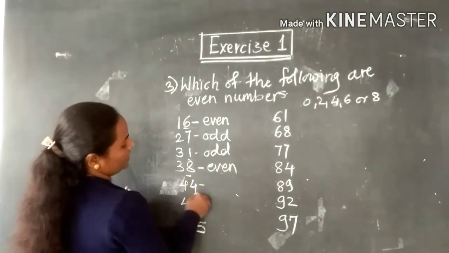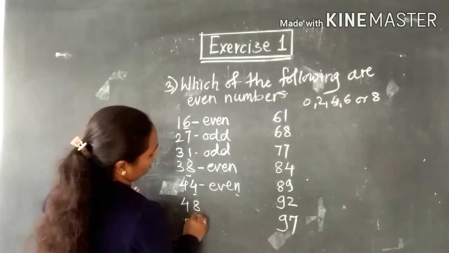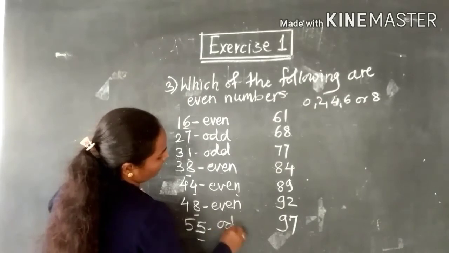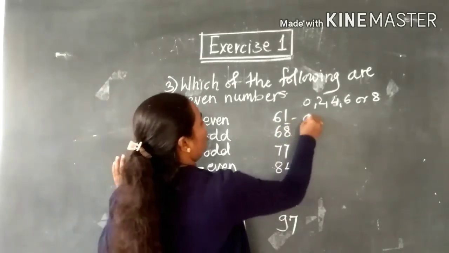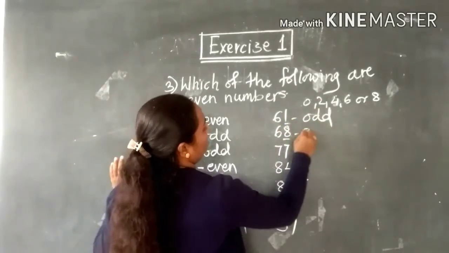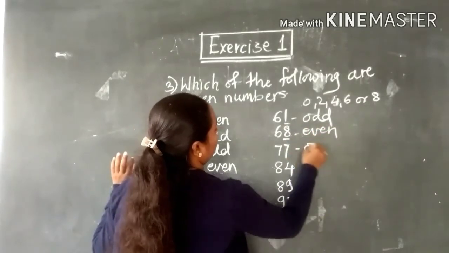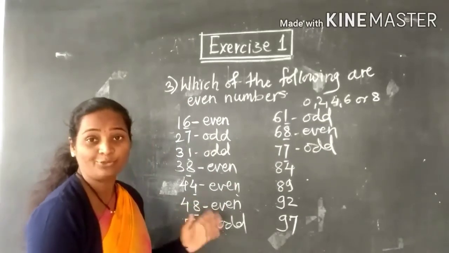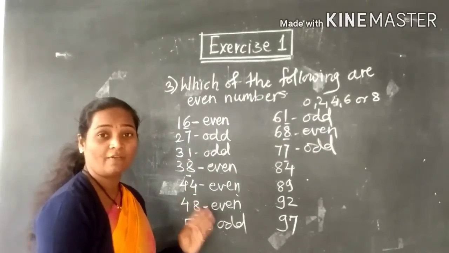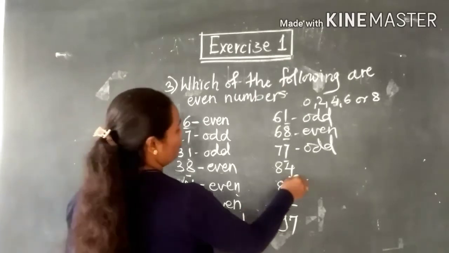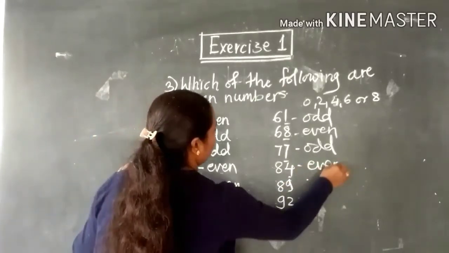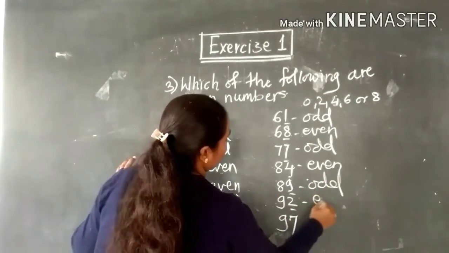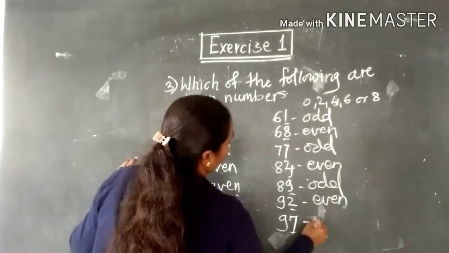Here 4 is there, that means it is an even number. Here 8, that means it is an even number. Here 5, that means it is an odd number. This is an odd number. Then even, then odd. See, I'm writing very fast, but I hope that you have understood this concept. Here 4, that means it is even. Here it is 9, which means it is an odd number. Here 2 is there, which means it is an even number, and this is an odd number.